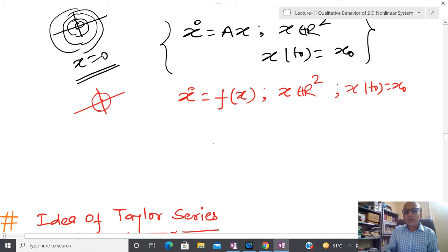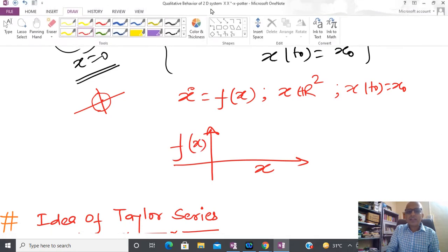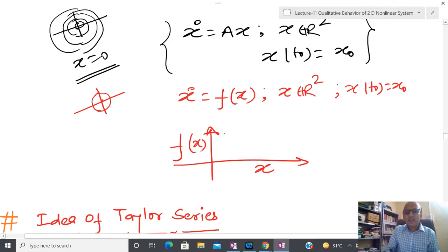If you look carefully at the right-hand side of this differential equation, I have f(x), and I don't know what kind of function it is. This is a two-dimensional function, so I have to plot everything in a three-dimensional space. If this is x1 and this is x2, then the vertical axis is f1(x1, x2).